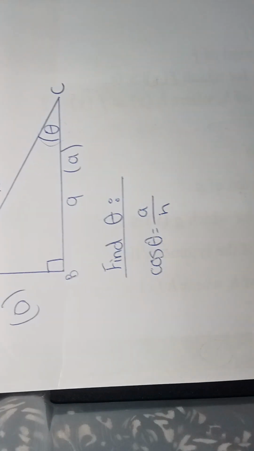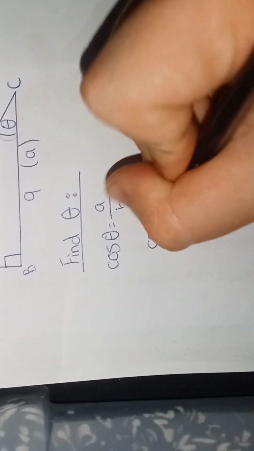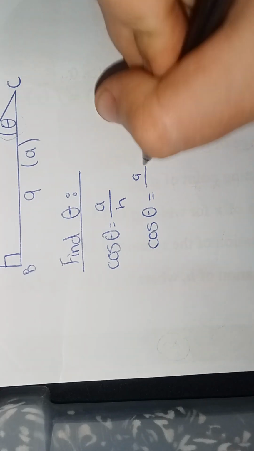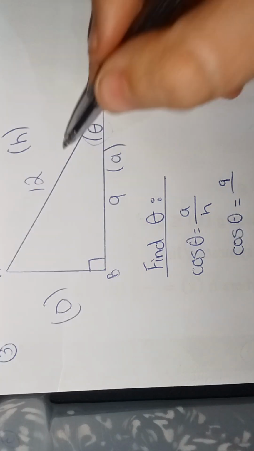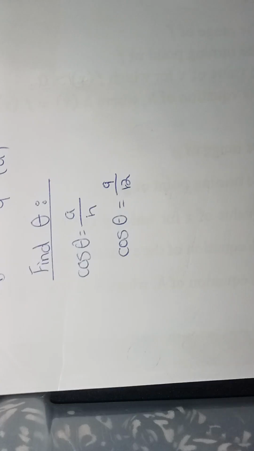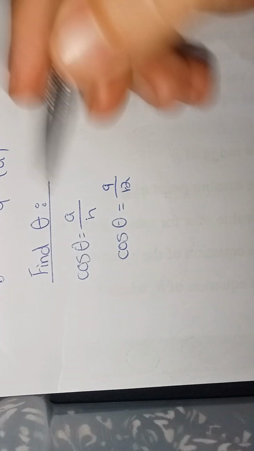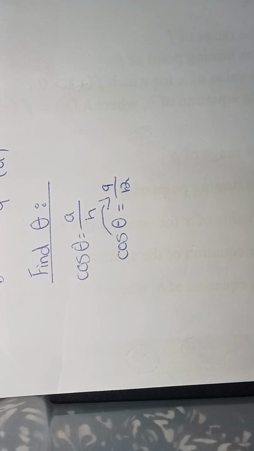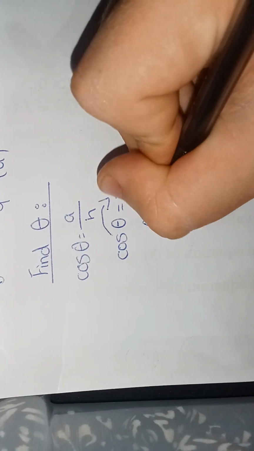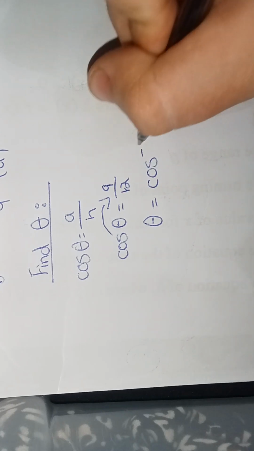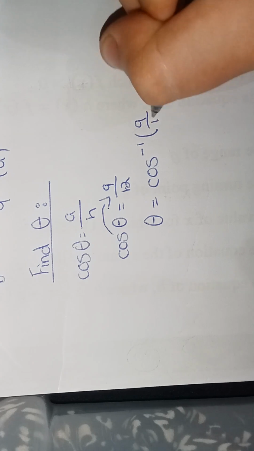Now you just substitute. So cos theta equals our adjacent, which is 9, and our hypotenuse, which is 12. Now we want our theta alone. So what are we going to do with this cos? We're going to take it over to the other side. So theta equals cos to the power of -1, 9/12.